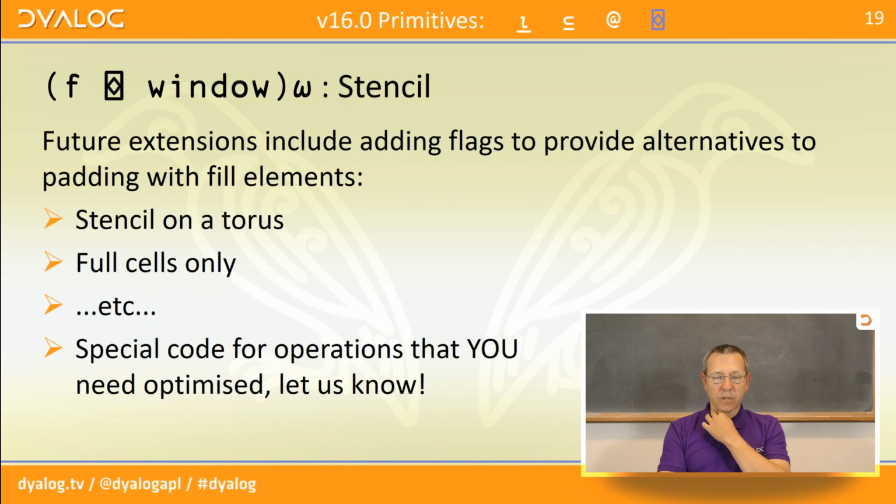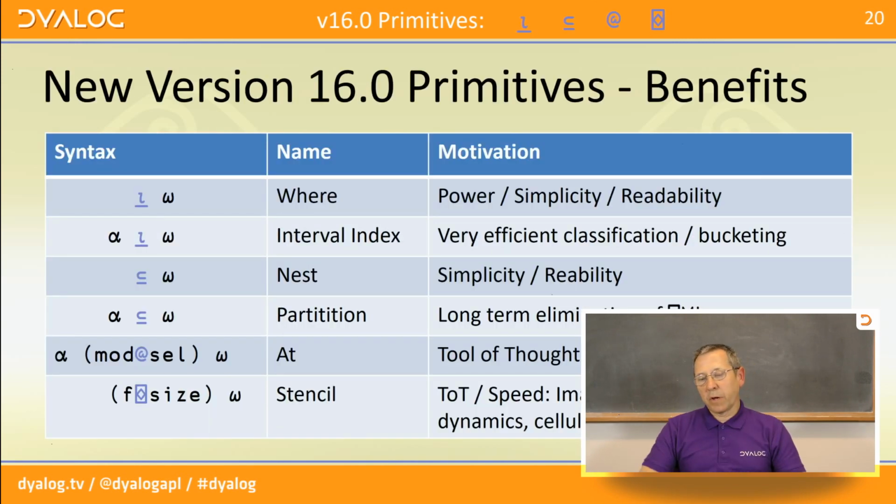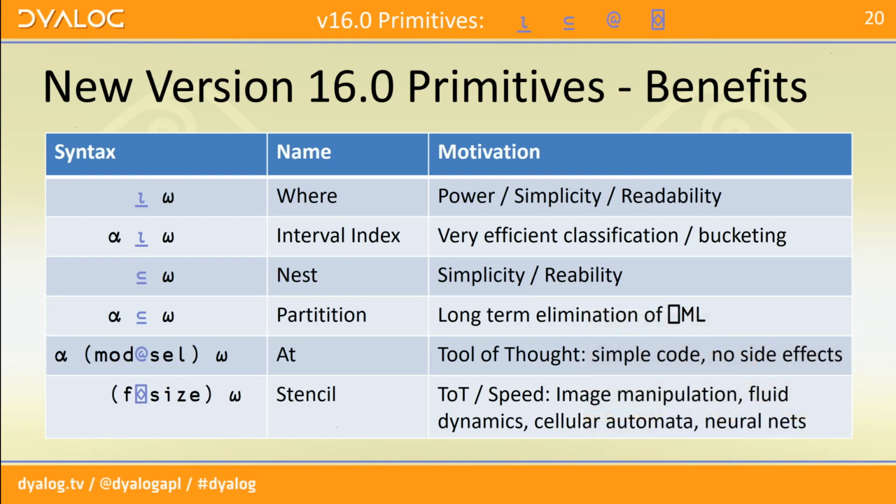Future extensions to Stencil: at the moment you can only have fill applied to the cells. Obvious alternatives would be doing Stencil on a torus, only calling Stencil on full cells, and so on. Right, so those were the new primitives in version 16.